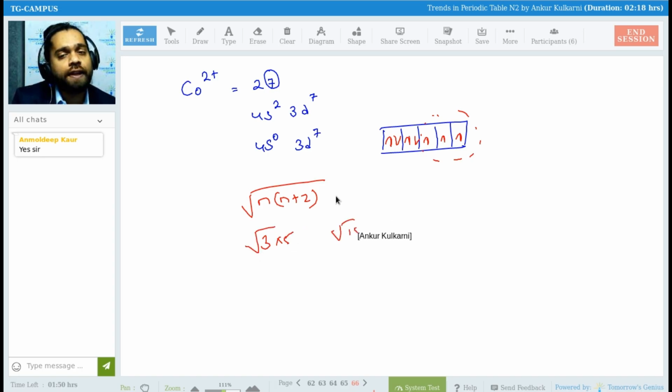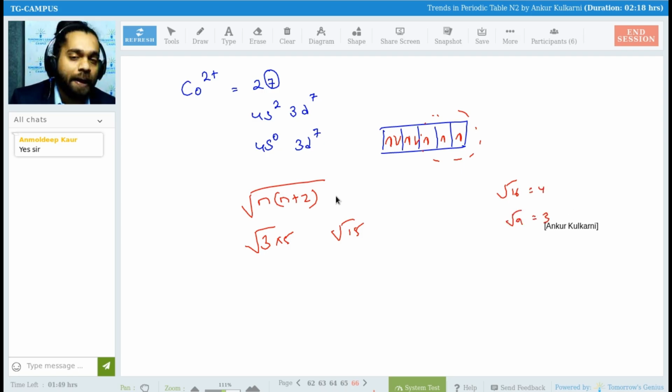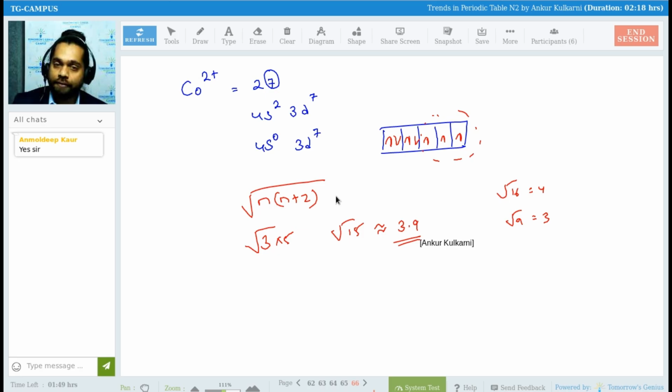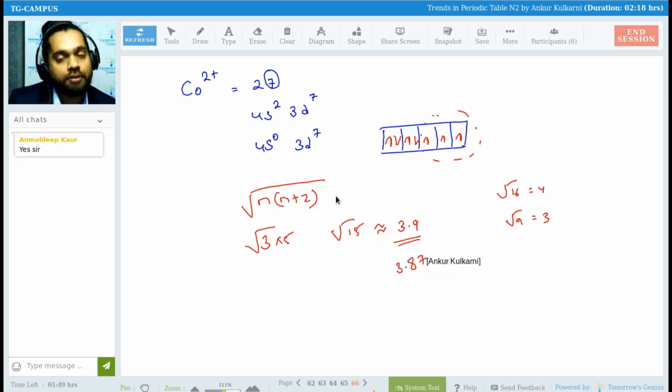So root 15. Always remember, root 16 is 4, root 9 is 3. So if I am having root 15, that means it is around 3.9. Are you getting it, everyone? It is around 3.9. If you want it accurate, it is actually 3.87. Is it clear?